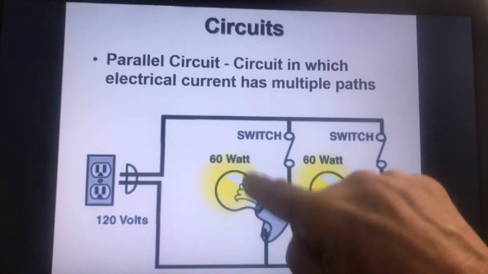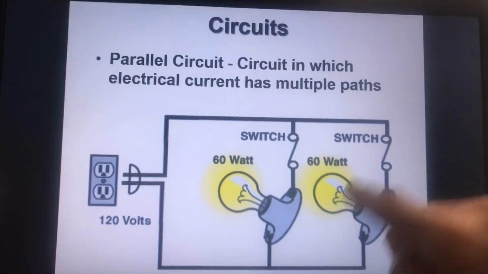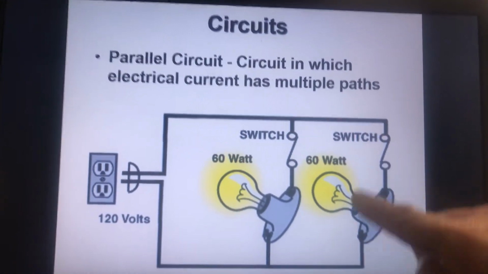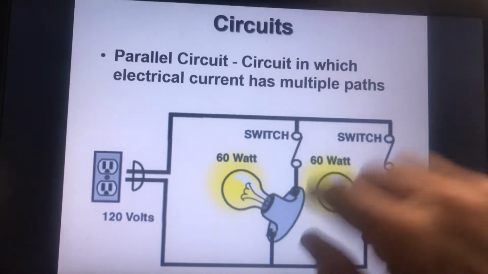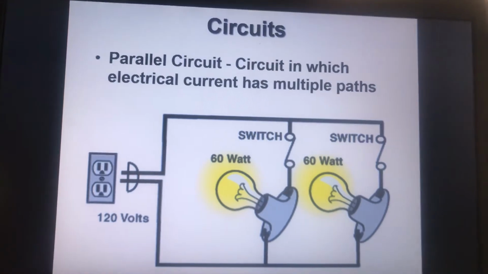But if one of these light bulbs goes out, it doesn't prevent the energy, or the electricity, from going to the other light bulb. So this is how our businesses and how our homes are wired. They're wired in parallel circuits.